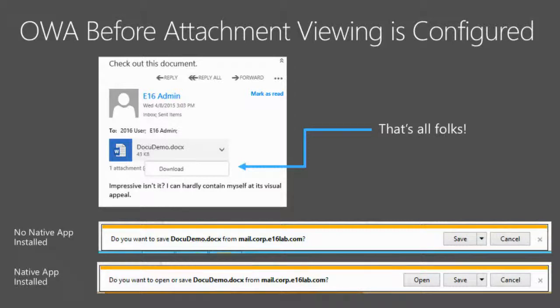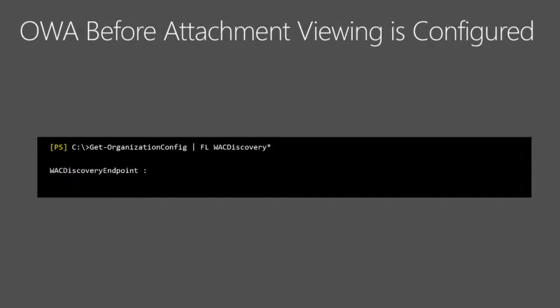So keep that in mind. You'll see down at the bottom what it looks like if you have either a native application for that file extension or none, right? You either get the save cancel or the open save cancel if you do download it. And that is because when you install 16, you're going to notice that this environment is in a null value, this WAC discovery endpoint. And this is the URL you will configure that tells Exchange where to go and find information about that Office web app server.